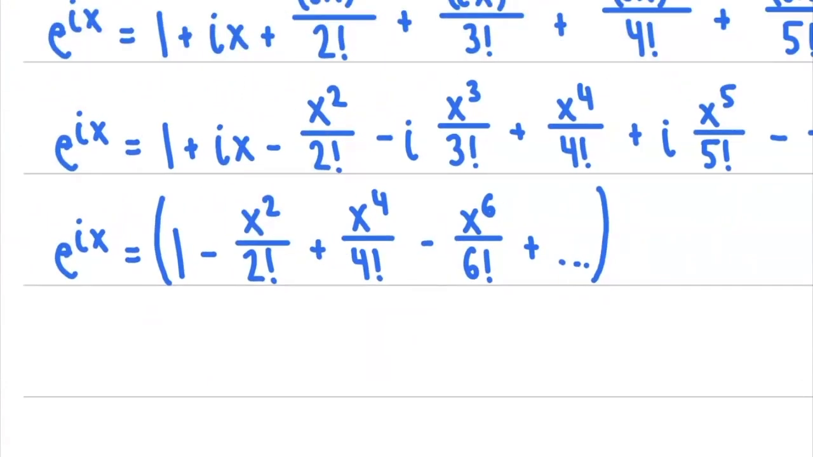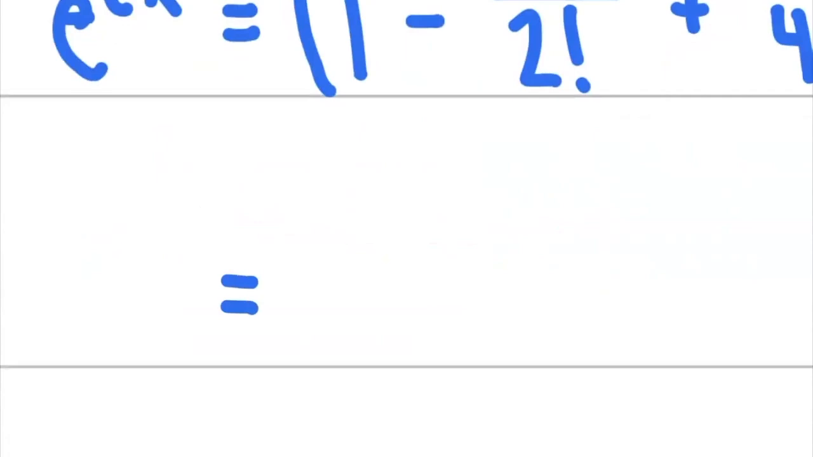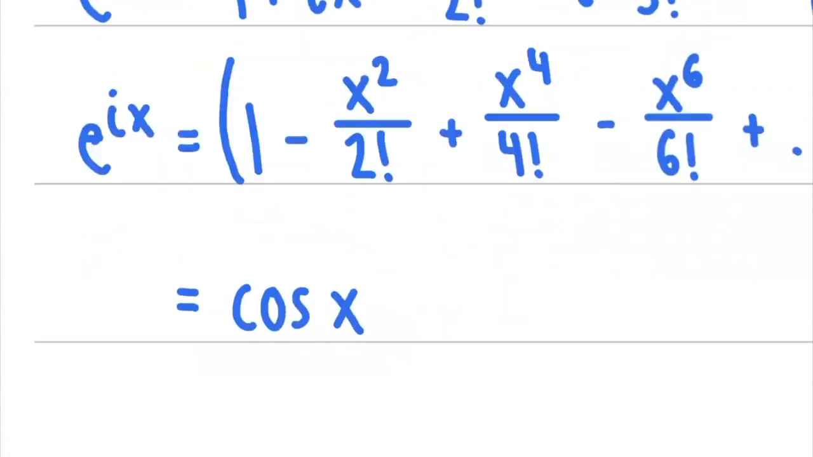And what do you notice about that series right there? Let's actually start with that. Can you identify that series for me? Well, it's all even stuff and it's alternating. I would hazard a guess this is the Maclaurin series representation of cosine. Absolutely. This is just cosine of x. So I'm going to write this equals cosine of x, and I'm going to keep going.